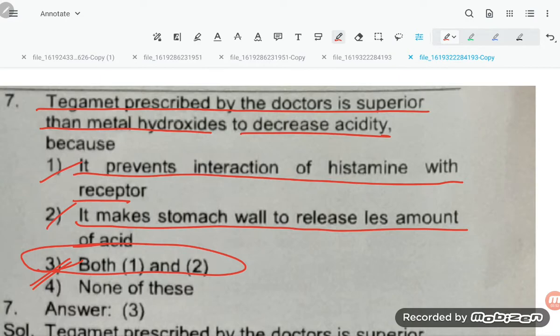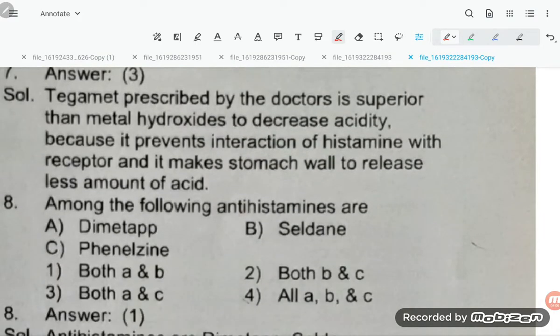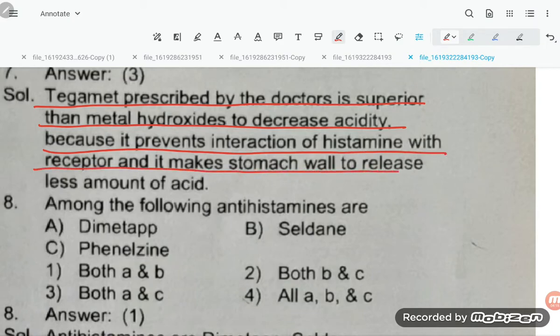So Tagamet is prescribed for two reasons. Firstly, it allows the wall of the stomach to release less acid, and secondly it prevents the interaction of histamine with the receptors. So Tagamet prescribed by doctors is superior to the metal hydroxide to decrease acidity because it prevents interaction of histamine with receptor and it makes the stomach wall release less amount of acid.